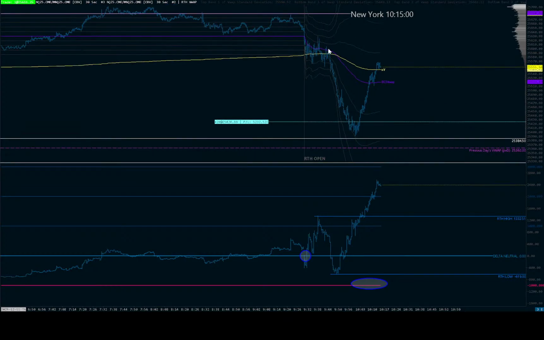Now I understand, from an auction market theory perspective, that we have a high volume node that built out right here at the open. I don't know whether or not it's going to break, right? It could. If it does break, then that gives you even more conviction. It'll show us how aggressive the buyers really are, how much conviction they actually have. So that's just, again, how I look at it. I hope it makes sense.